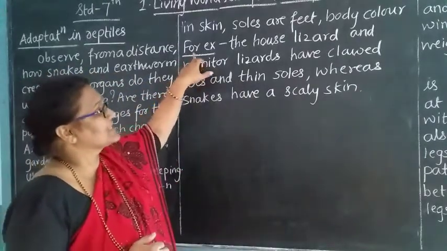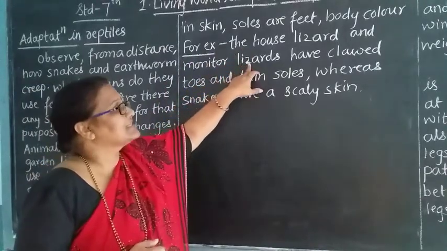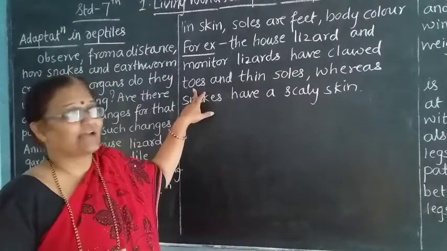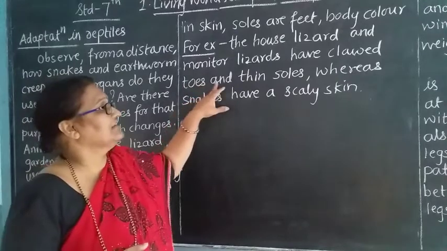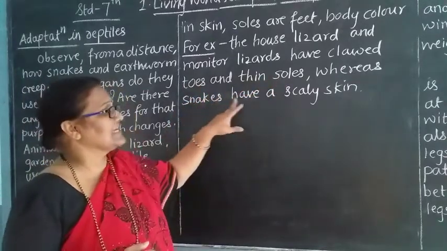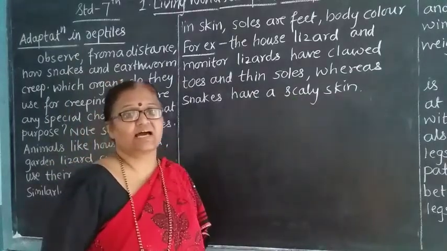Next, for example, the house lizard and monitor lizards have clawed toes. Now, why do they have clawed toes? These clawed toes have thin soles. Whereas snakes have a scaly skin, with which they creep.